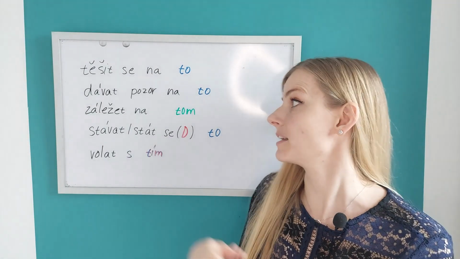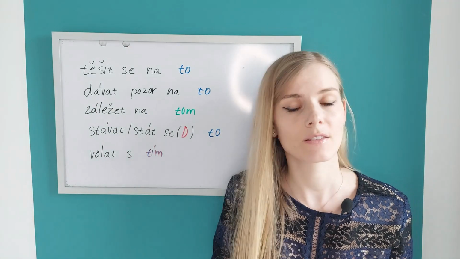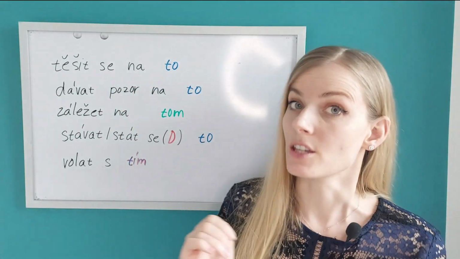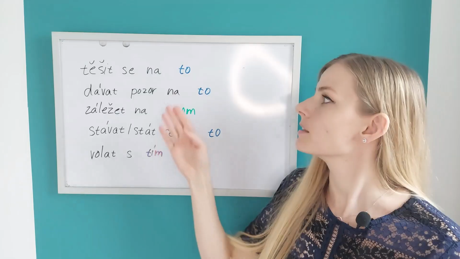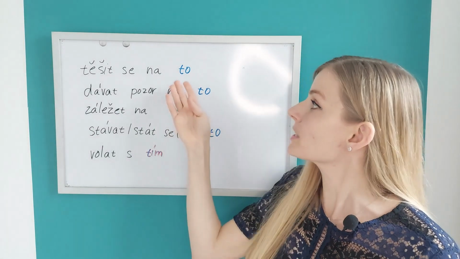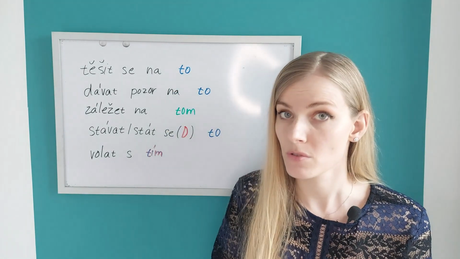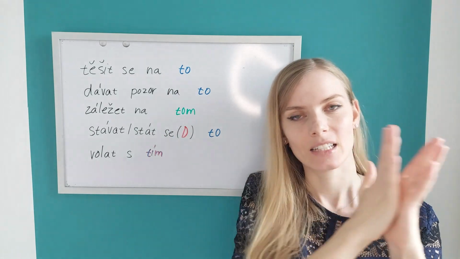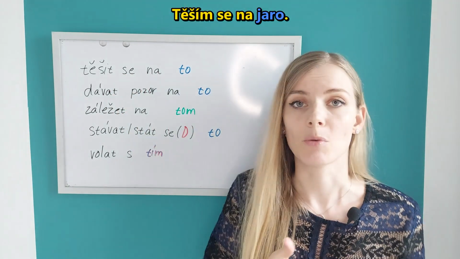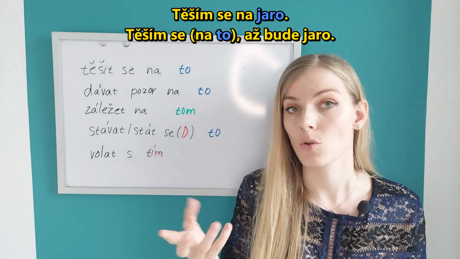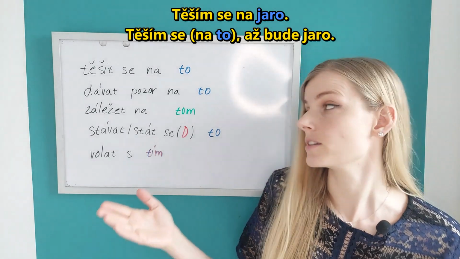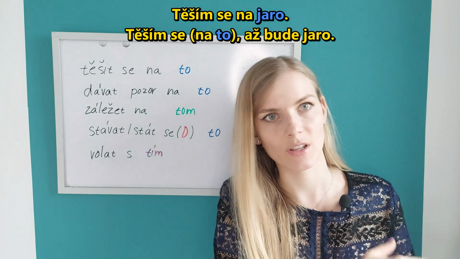Let's take a quick look at more important phrases that are very common in Czech conversation. Těšit se na něco, to look forward to something. That is typically followed by the accusative case. Or we can use this demonstrative pronoun in the accusative case and the rest of the sentence, another clause. I could say, těším se na jaro, I'm looking forward to spring. Or I could say, těším se na to, až bude jaro. And I can leave it out. Těším se, až bude jaro.